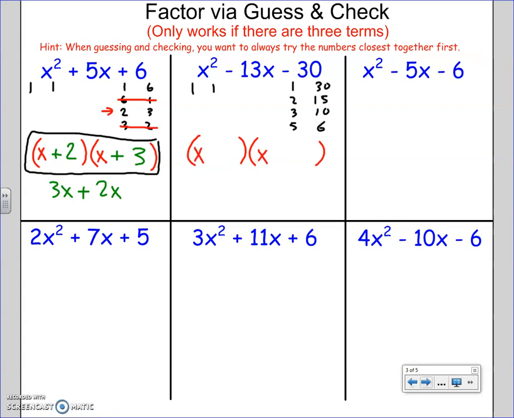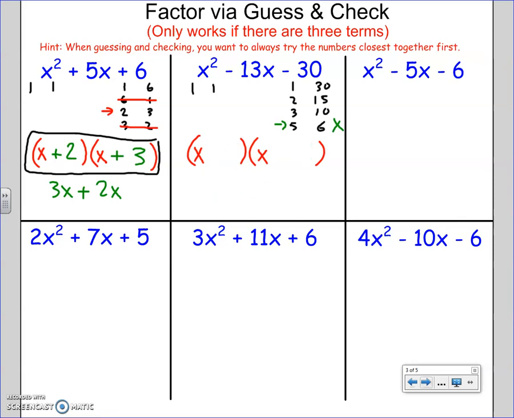And the second one, I'm going to pick the closest one. So I'm going to try 5 and 6. If I do O, x times 6 is 6x. I do I, 5 times x is 5x. Can 5x and 6x ever combine, add or subtract, into 13? Answer is no. So I picked the wrong pair. I'm going to guess another one.